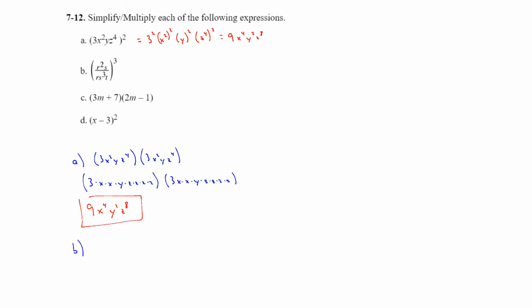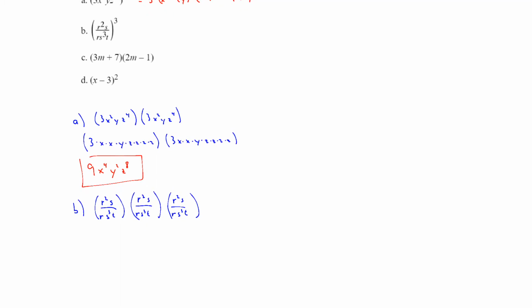On part B, same idea. You have r squared times s divided by r s cubed times t. And I'm going to do the same thing. I'm going to expand the whole thing out 3 times. And then on this one, I'm not going to expand it completely out like I did with the A, but you can see hopefully everything that's happening here. So on top, you have r squared, and r squared. So that would give you a total of 6 r's.